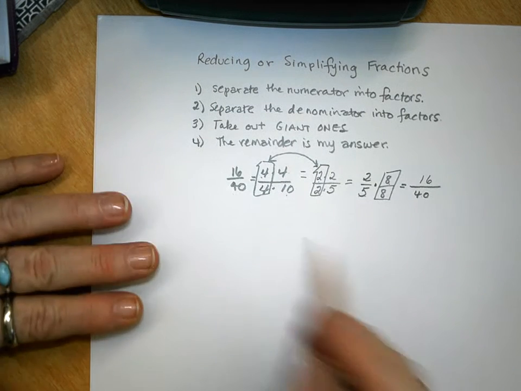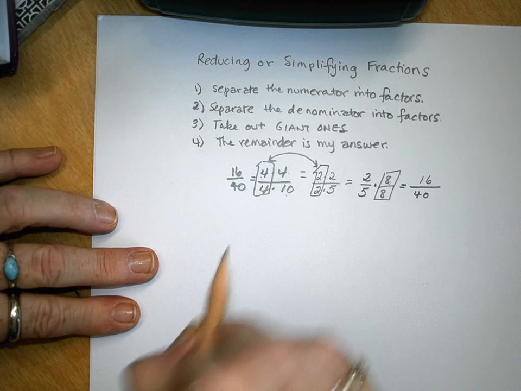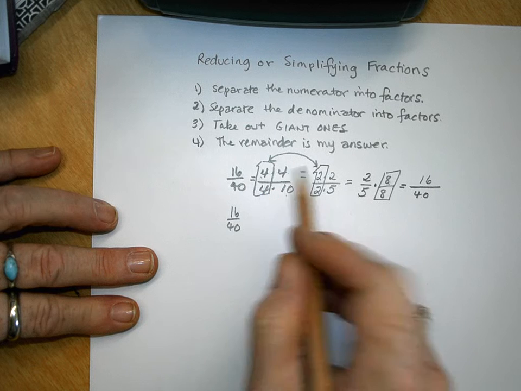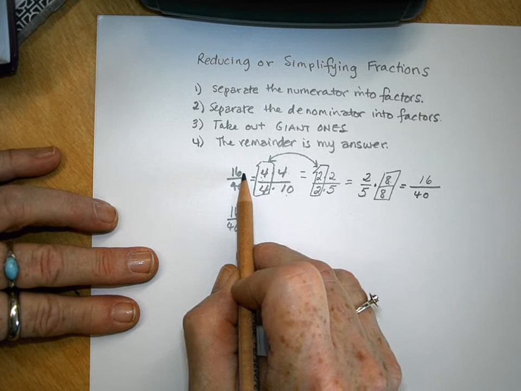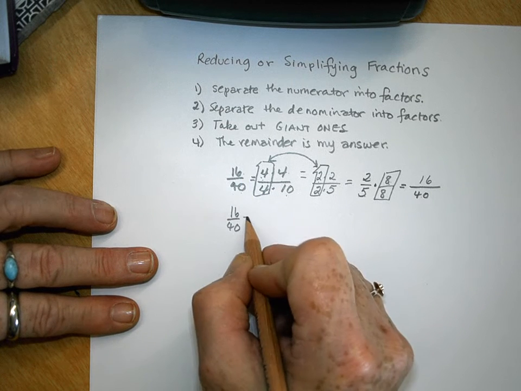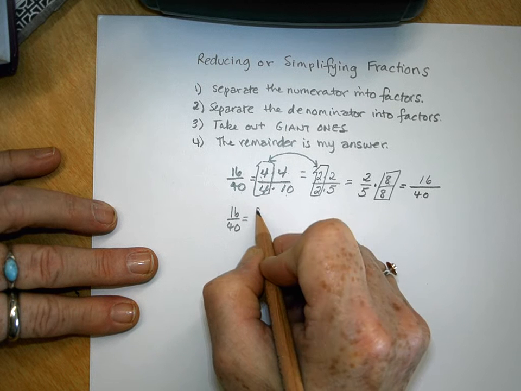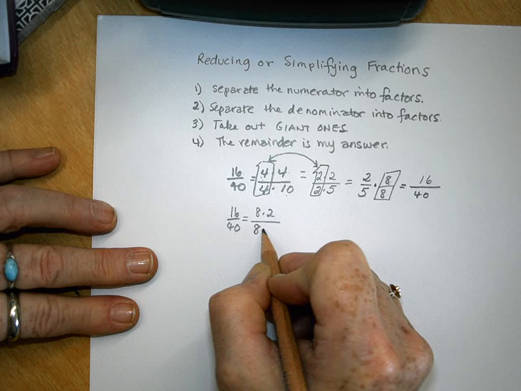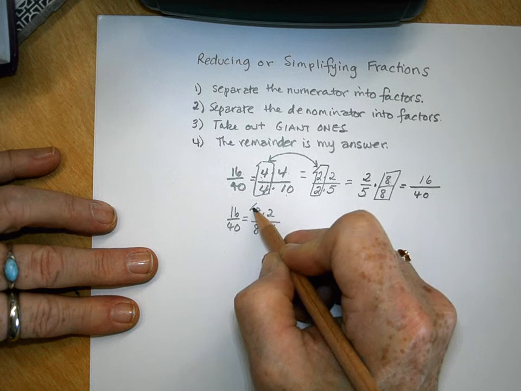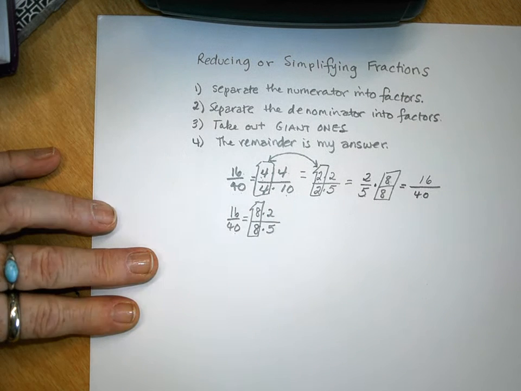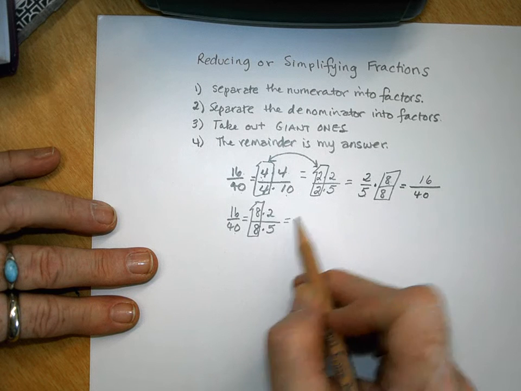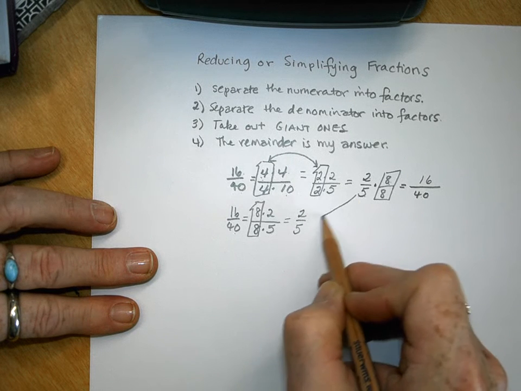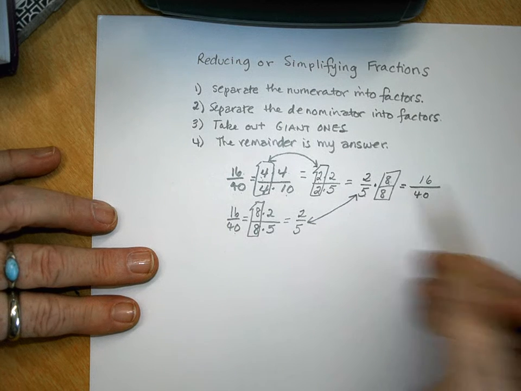To make it easier, let's go back and let's use 8 to start with. So I have 16 and 40. I just didn't notice last time that 8 would divide evenly into both 16 and 40, so let's try it that way. So 16 is 8 times 2, and 40 is 8 times 5. So here's my giant 1, and notice it still leaves me with a remainder of 2/5. So this is my equivalent fraction.